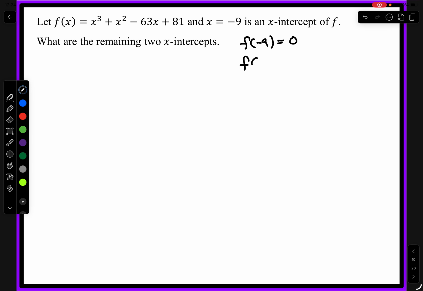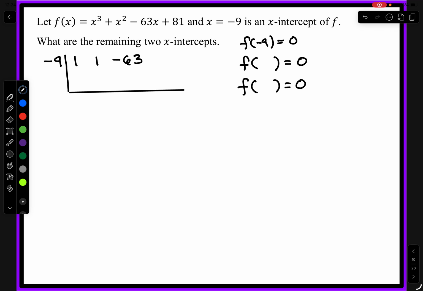We're trying to figure out what the other two values are that are going to make the function equal to 0. To do that, we're going to use this answer, -9, and set up a synthetic division problem. So we're going to write 1, 1, -63, 81.